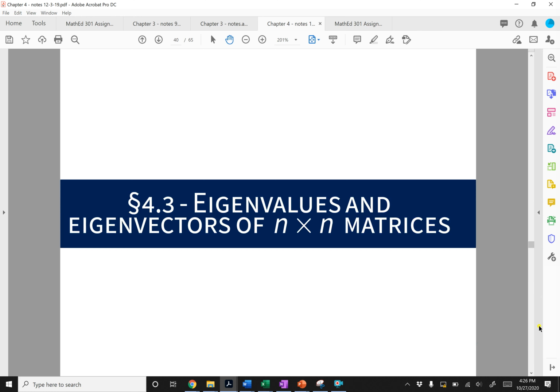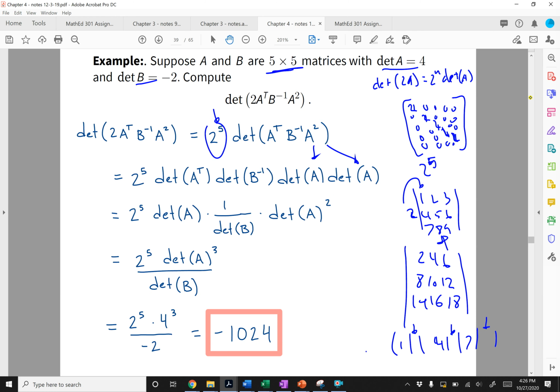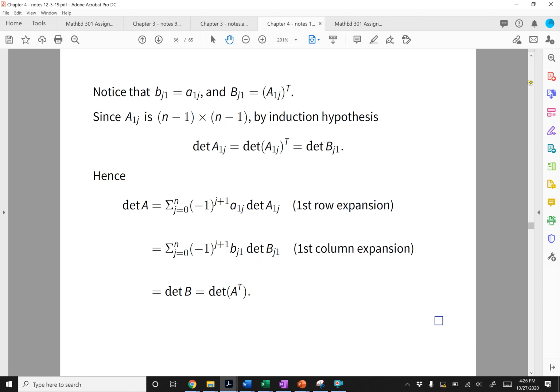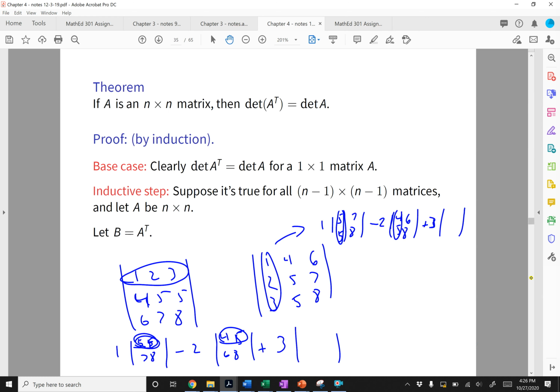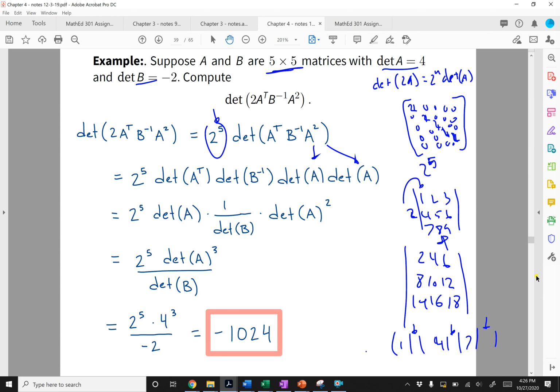And that's it. So we'll talk more about properties tomorrow. There are some more properties. We'll continue on. Thanks.